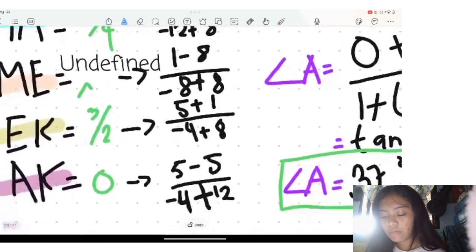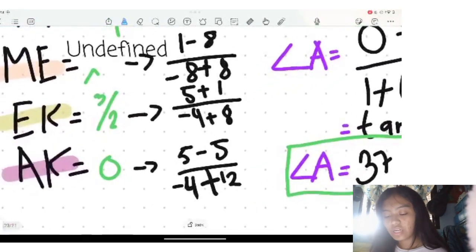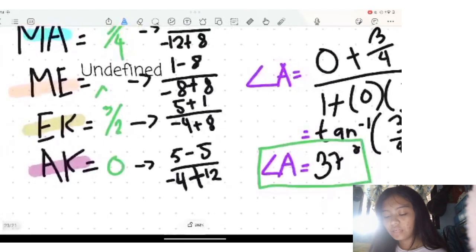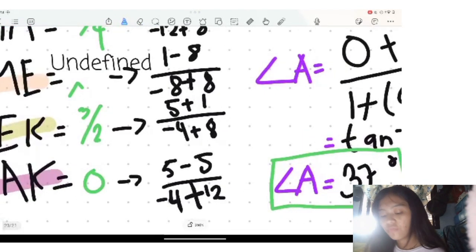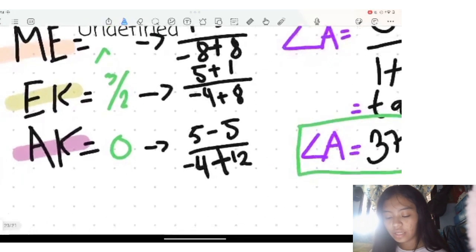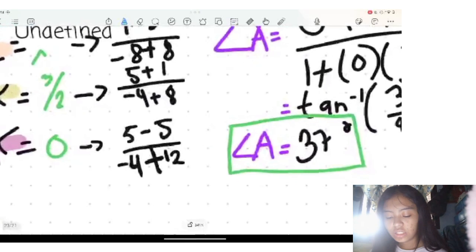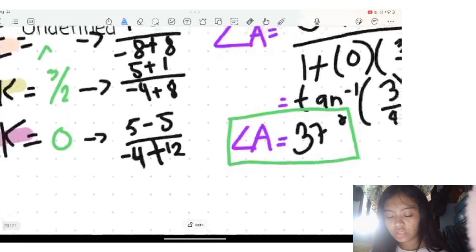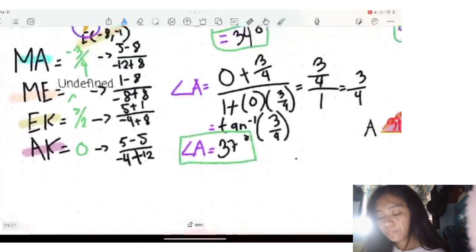And yung sa EK naman, 5 plus 1 is 6 over negative 4 plus 8 is equal to 4. Nilowest term siya kaya naging 3 halves. Yung AK naman is 0 dahil 5 minus 5 over negative 4 plus 12 is equal to 0 over 8. Kaya siya naging 0 dahil numerator niya is 0.